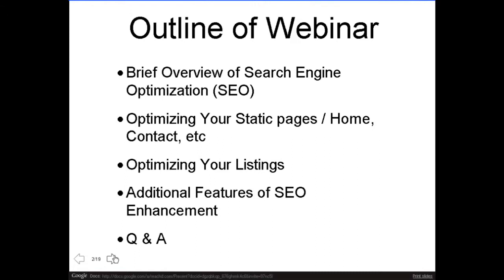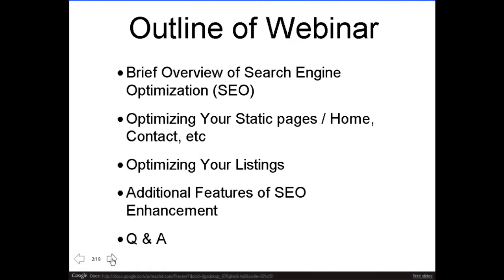And then we'll jump into the enhancement. First part, we'll focus on the static pages and how the Ubertor SEO enhancement affects your home page, your contact page, about us, and so on and so forth. Then we'll jump into the listings and how you can use the enhancement for the listings module. And then there are a few other features of the SEO enhancement that we'll go into as well, and then give you time for Q&A. So that's where we're headed today, and we'll get you out of here on time so you can get to the rest of your day.